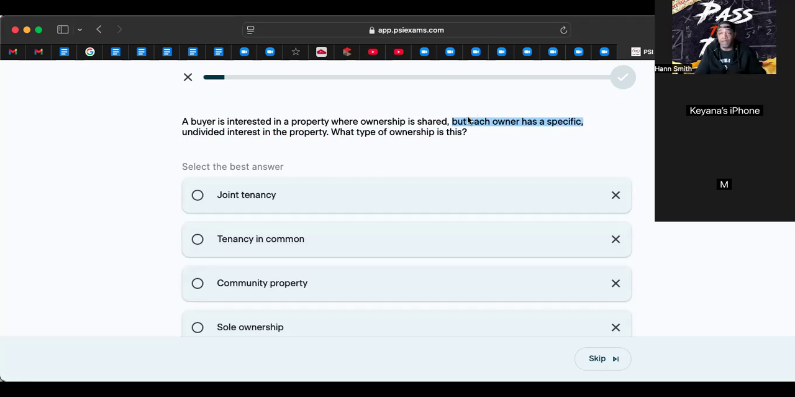So, anybody want to pick the answer? Y'all can disagree with me. I don't know the answer. These are new questions, I just got this one. I do not know the answers to these, but I'm picking joint tenancy because of this word right here.